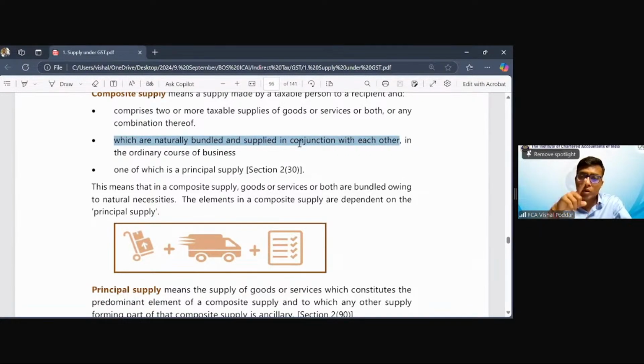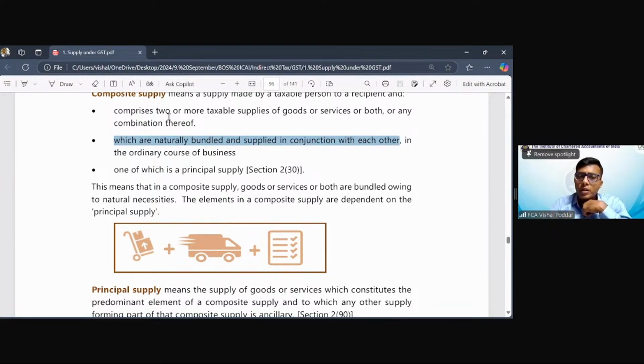So when somebody says, okay, you are buying a water purifier, this is the price along with installation. You are buying an AC, this is the price along with installation. It means it is giving you two supplies together. One is the AC or the water purifier, which is goods, and the other is the installation service. Now, giving both these things together is naturally bundled because they complement each other, they are linked to each other, they are in conjunction with each other, and giving this together is the normal practice in that business. Then it is called naturally bundled.